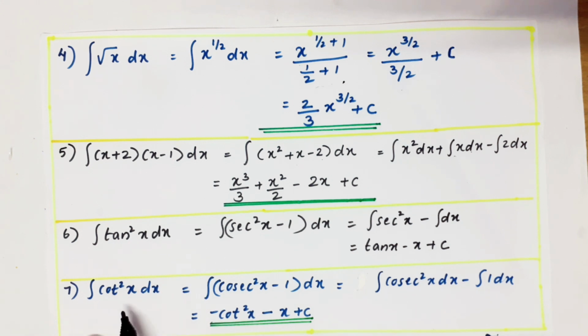Next question. Integral of cot square x dx. Cot square x we can write as cosec square x minus 1. So integral of cot square x dx we can write as integral of cosec square x minus 1 dx. Separate integration. Integral of cosec square x dx minus 1 dx. Integral of cosec square x is minus cot x. Integral of dx is x, so minus x plus c.